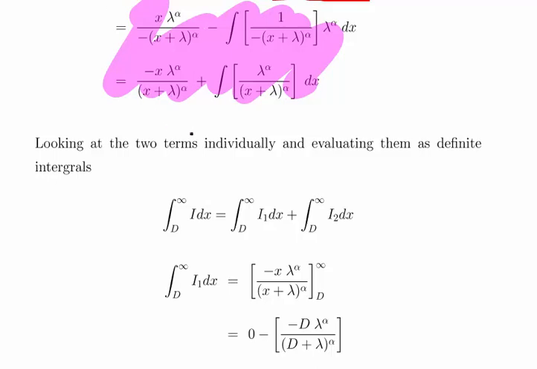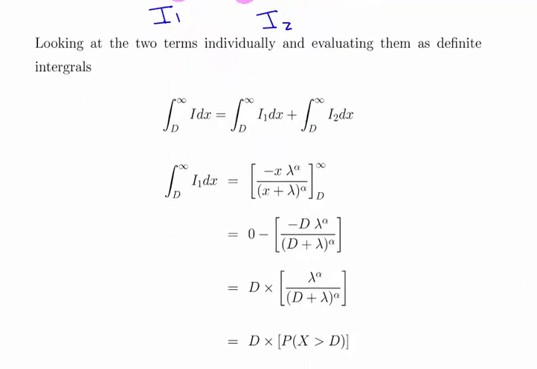So let's look at the two terms individually and evaluate them both as definite integrals. So I have I1 and I2 there. Actually, this is not I1. This is the result of I1. I shouldn't call it that, because that's slightly misleading, since it's not an integral. So just evaluate it there from infinity to d. So the first part there is x times (lambda over x plus lambda) to the power of alpha, evaluated from d to infinity.